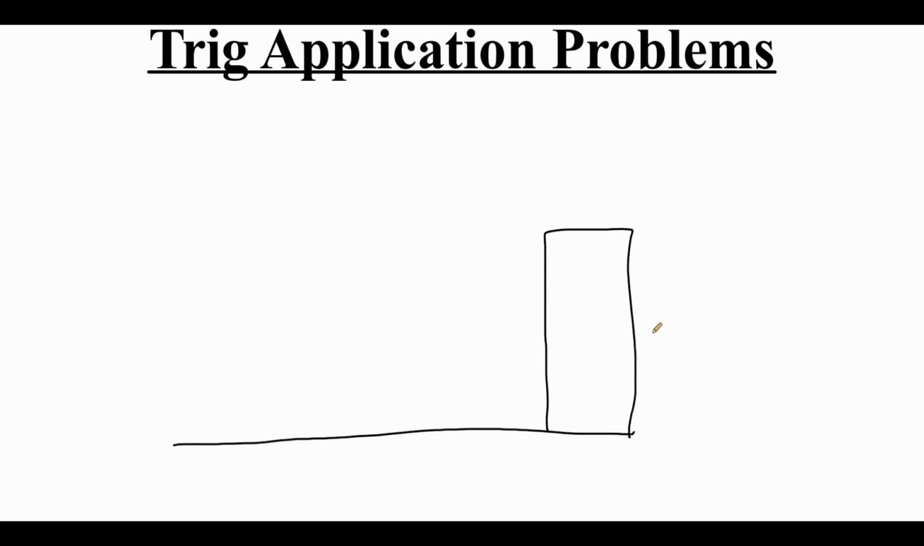Now we're going to do one more example in here. Let's say that we are standing on top of a 50-foot tower. So this tower right here, 50 feet tall. And let's say we're building a zip line. So we need a wire that goes from the top of the tower down to the ground.